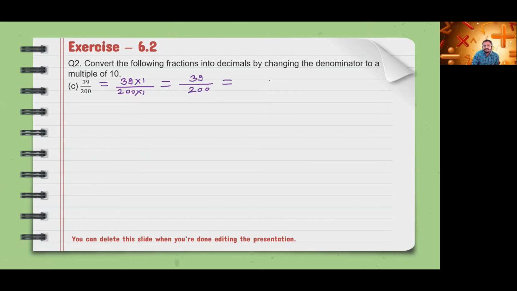Just divide it by 2, the numerator and denominator. See here, 19.5 upon 100 will come. Now in the denominator 100 is there, in the numerator 19.5 is there. Who will tell me the answer for this? Now this is interesting. 1.95? No, beta, because there are 2 zeros, na?